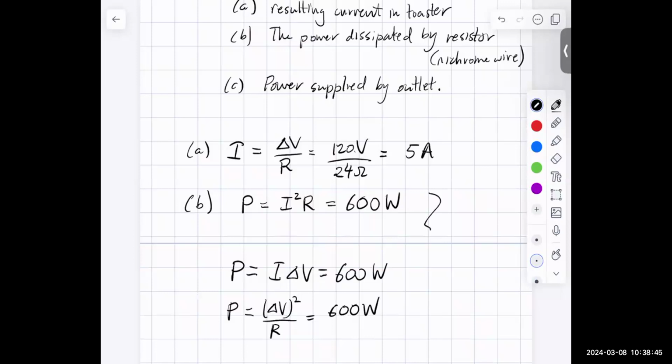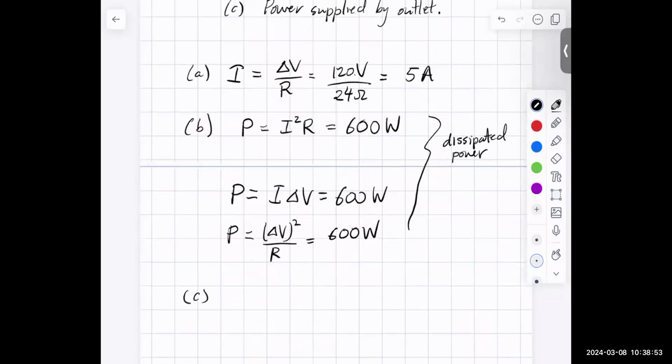So this is the dissipated power. The power supplied is just going to be I times the voltage, and we've already done that. And of course, it has to balance. The outlet is constantly providing energy at the same rate that the nichrome wire is dissipating that energy, and so this is energy conservation.